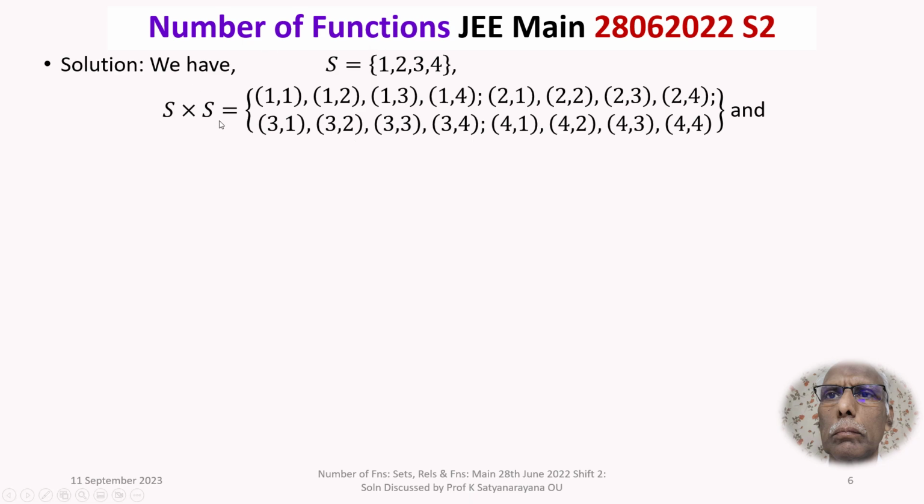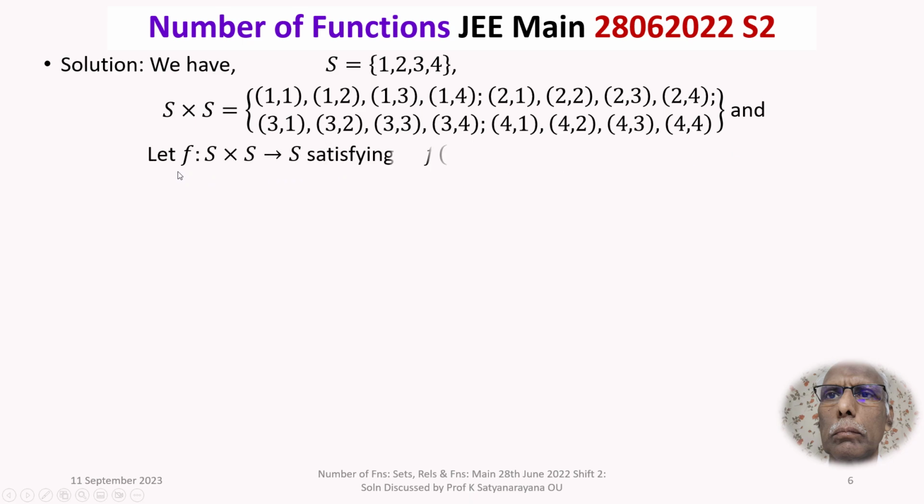Let us write down the ordered pairs of S cross S. It is the set consisting of (1,1), (1,2), (1,3), (1,4). Then (2,1), (2,2), (2,3), (2,4). Then (3,1), (3,2), (3,3), (3,4). Then (4,1), (4,2), (4,3), (4,4).